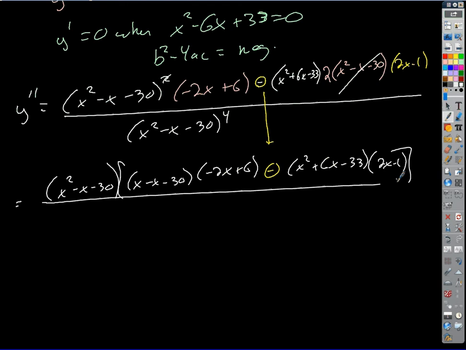Oh, you forgot the 2. Yeah, there's a 2 there. And there's an exponent on the first term, x squared minus x. In the very first, over here, yep, good, thanks. Okay, and then all this is over x squared minus x minus 30 to the 4th.